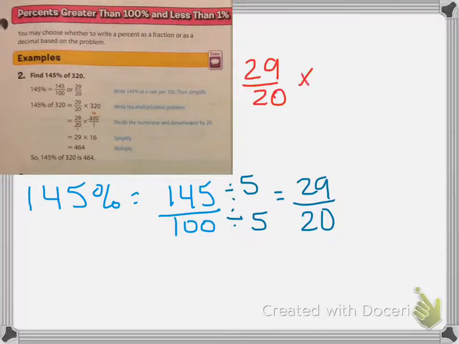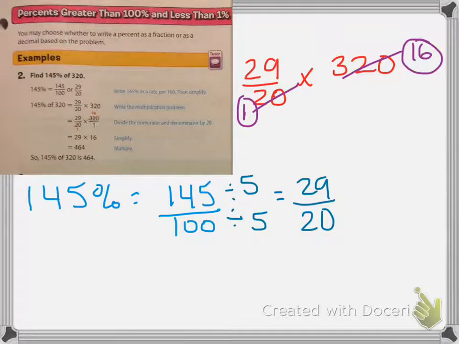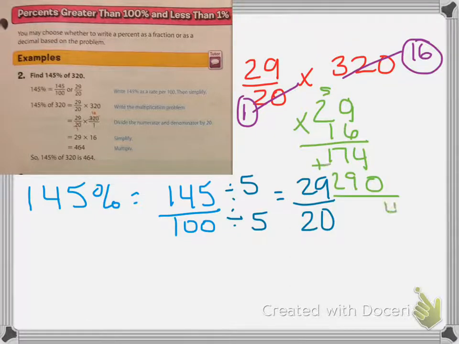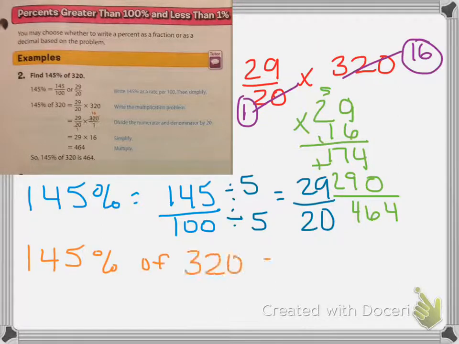From here, you're going to take your 29/20, and you're going to multiply it by the whole number, which was 320. Now the 320 is also divisible by the 20 on the bottom, so you're going to cross simplify that, and you get 1 on the bottom, and now you get 16 on the top. And your final step is going to be to multiply 29 times 16. And when you do the 29 times 16, you come up with 464. So 145% of 320 is 464.